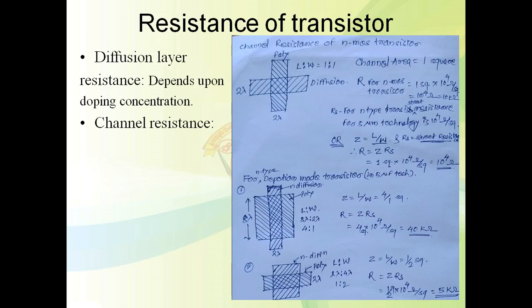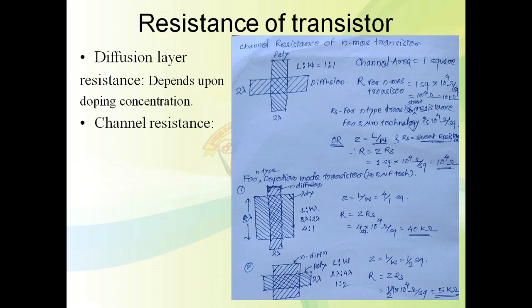Now we will find the sheet resistance of various layers as well as transistors. The sheet resistance of a diffusion layer is very difficult to find, but it depends upon the doping concentration. So the diffusion layer is never used for signal flow. Whenever a diffusion layer and a polysilicon layer cross, they form a transistor, hence we can find the channel resistance.